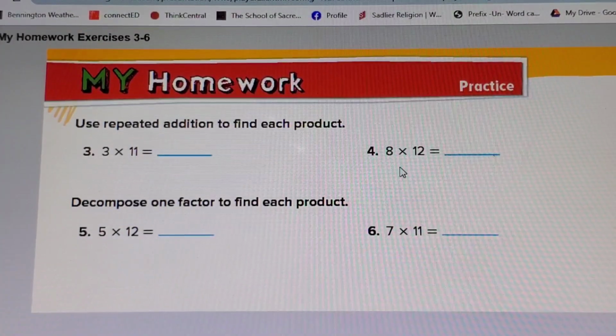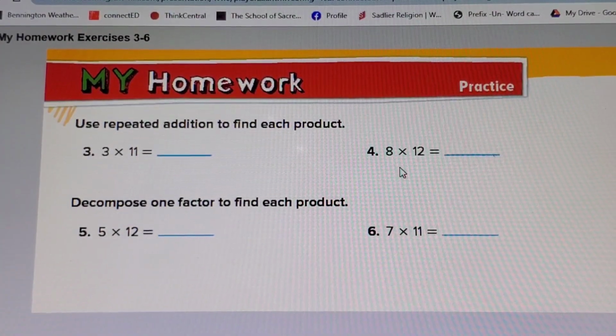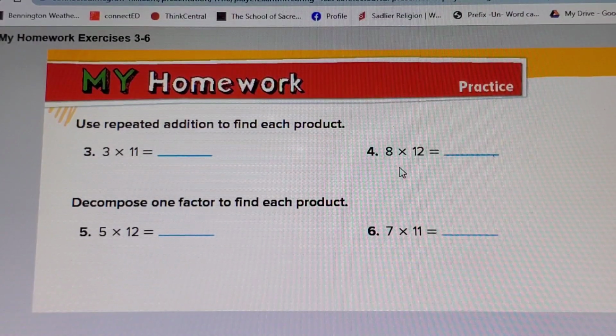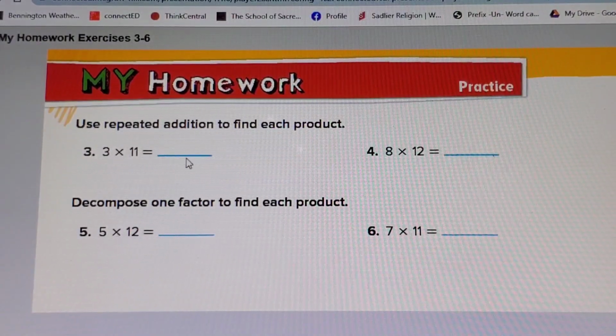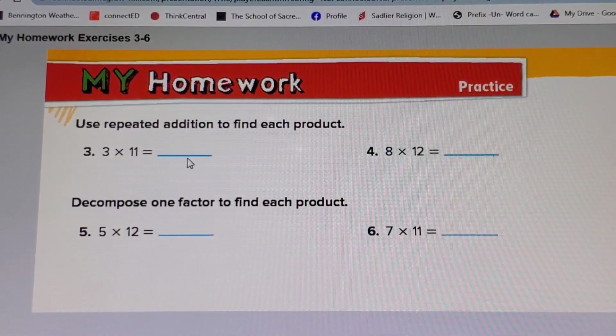My homework, numbers 3, 4, 5, and 6. We'll start with number 3. 3 times 11. So when you have an 11, it's this digit written twice. So 3 times 11 equals 33.